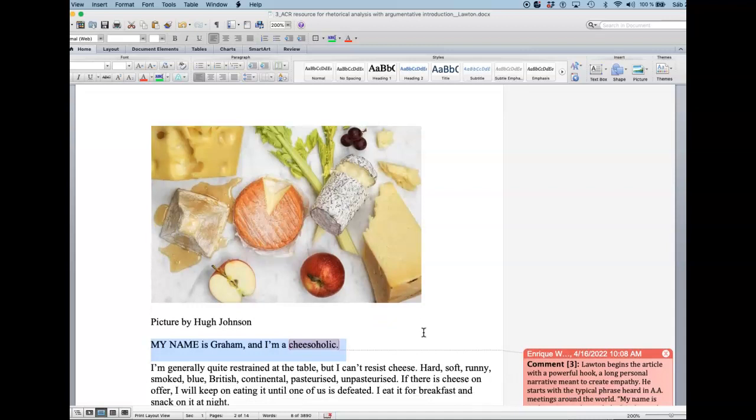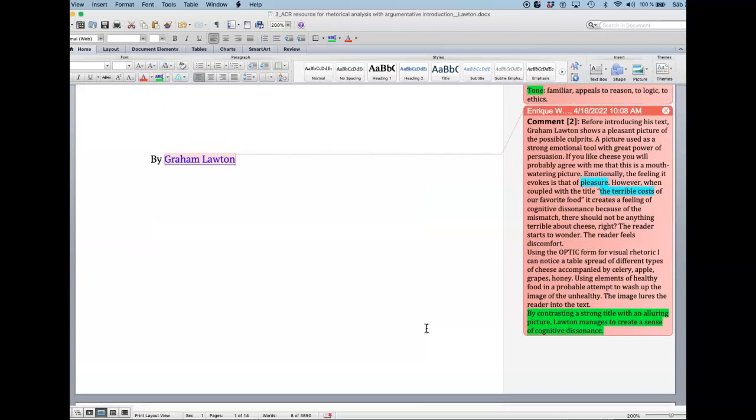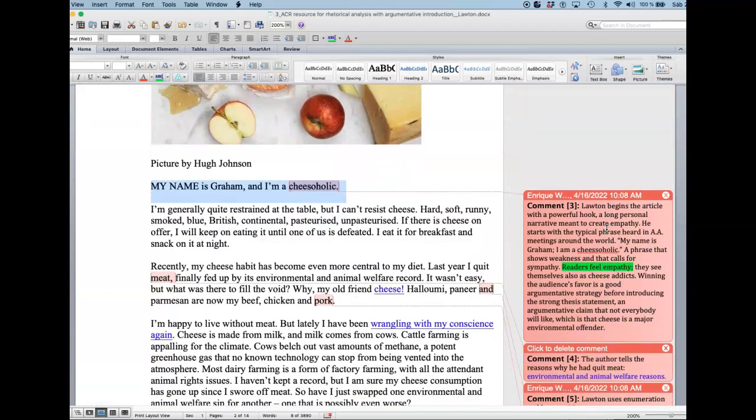The optic form might help you understand why the author is using this picture as a way to have an emotional impact on the audience. And so I describe here, and if you read my comment number 2, what I just explained: by contrasting a strong title with an alluring picture, Lawton manages to create a sense of cognitive dissonance. And then the article is very powerful. It's very powerful, and he does it all in the book to try to convince you.